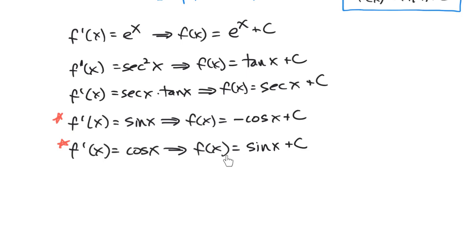Because just check to go backward. If this is the function, f of x is sine of x plus c, f prime of x is cosine of x. So if f of x is negative cosine, then f prime of x will be positive sine. So the signs sometimes can throw us off on these two because they're the opposite of what they were when we took the derivative. Now we're taking the antiderivative. So let's try some of these. This is what we've got so far.